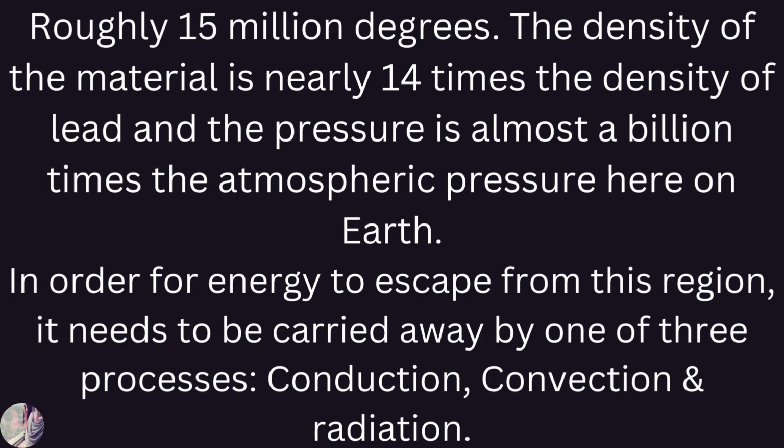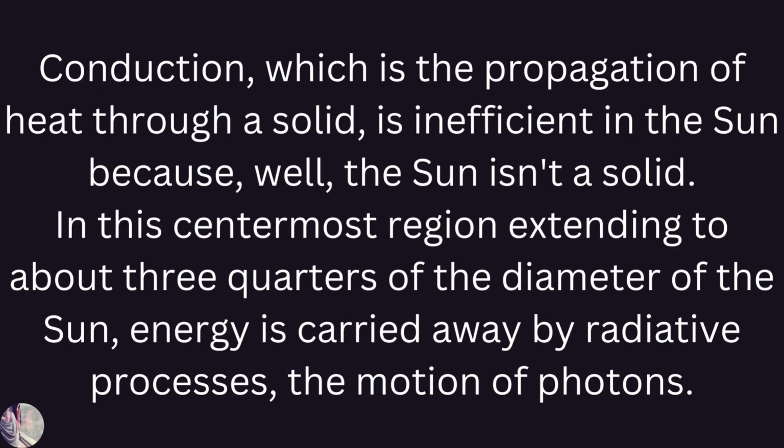In order for energy to escape from this region, it needs to be carried away by one of three processes: conduction, convection or radiation. Students, conduction, which is the propagation of heat through a solid, is inefficient in the sun because, well, the sun isn't a solid. In this centermost region, extending to about three quarters of the diameter of the sun, energy is carried away by radiative processes, the motion of photons.